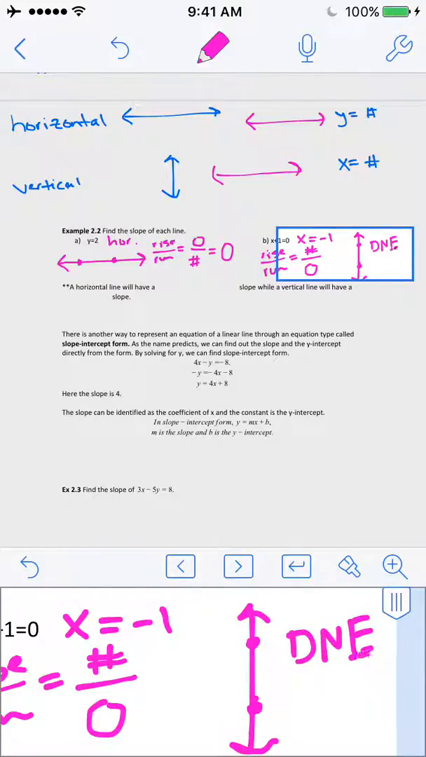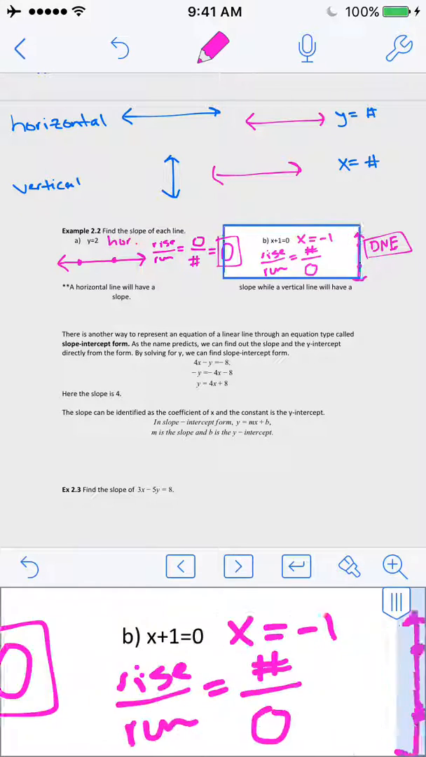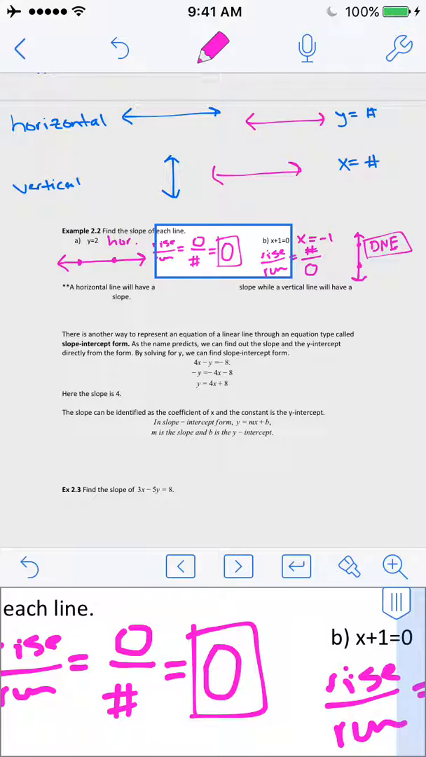Now, that doesn't mean you can pick every single slope and call it DNE. It's only the ones for vertical lines. Vertical lines have a does not exist slope. Horizontal lines have a 0 slope. It really depends on whether you're running forever or you're rising forever. So if you have a run, you're good. If you have a rise, it's not good. Cool. Hopefully you can catch the difference between those.